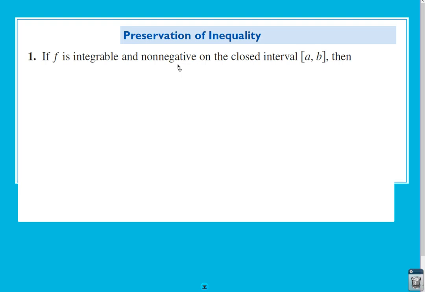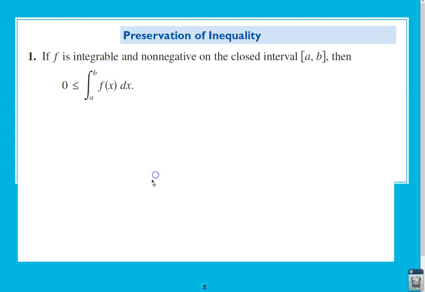Okay? So if f is integrable and non-negative on the closed interval from a to b, then 0 is less than or equal to the integral from a to b of f of x dx. Well, that makes sense. The whole function is non-negative, so it could be equal to 0 or positive. That means the area under the curve, all of this stuff right here, would also be greater than or equal to 0. Oh, that makes sense.